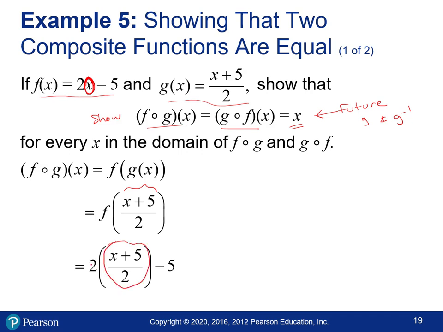Okay, so 2 times the something minus 5. And then we'll simplify. Okay, so just divide out the 2. x plus 5 minus 5 is just x. So far we did half of it. f of g of x was just x.